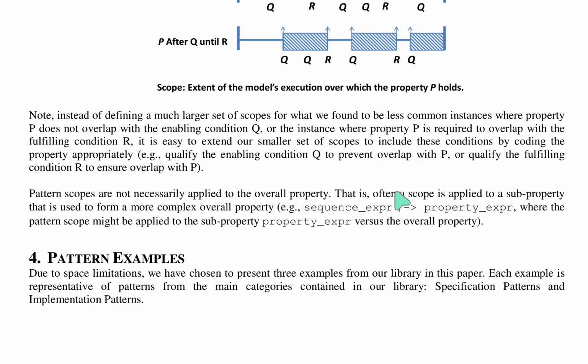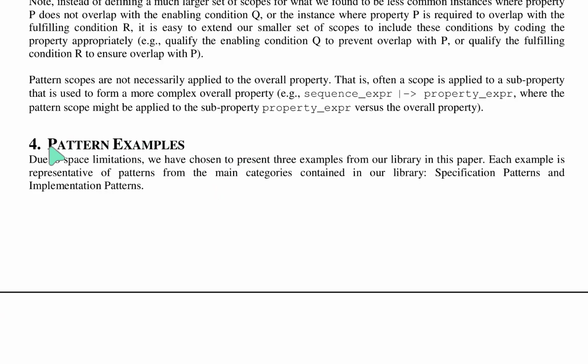That is, often a scope is applied to a property that is used to form a more complex overall property. For example, a sequence expression is simpler than the property expression, where the pattern scope might be applied to the sub-properties, the property expression, versus the overall property. Section 4 is pattern examples.